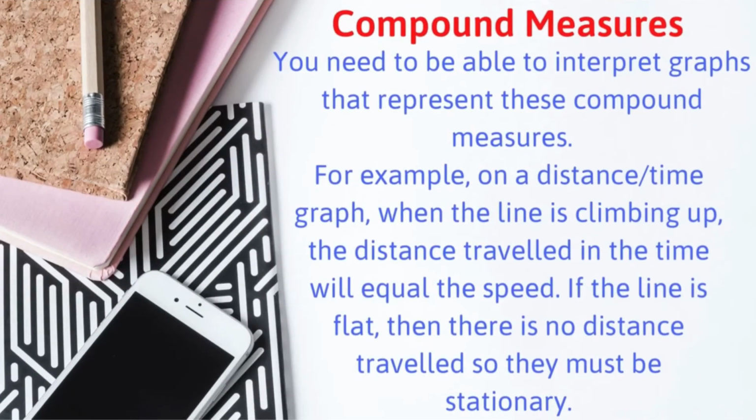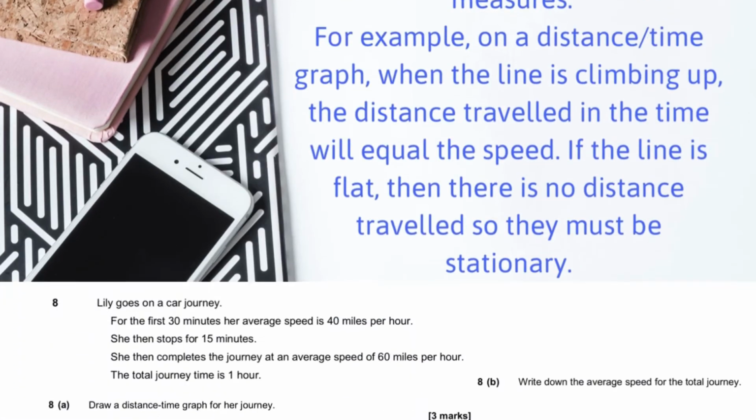You need to be able to interpret graphs that represent these compound measures. For example, on a time-distance graph, when the line is climbing up, the distance travelled in the time will equal the speed. If the line is flat, then there's no distance being travelled, so they must be stationary.